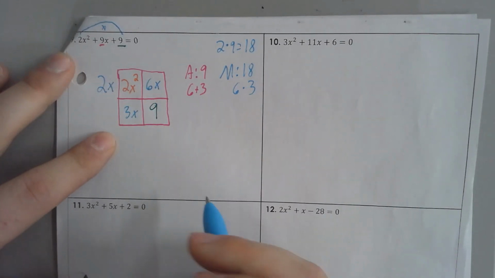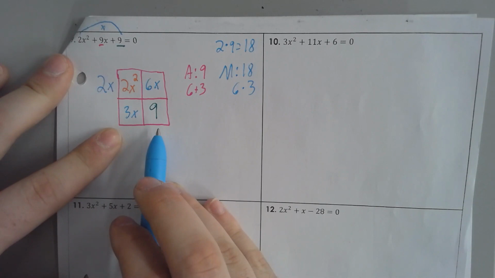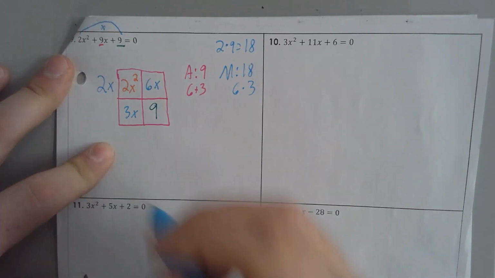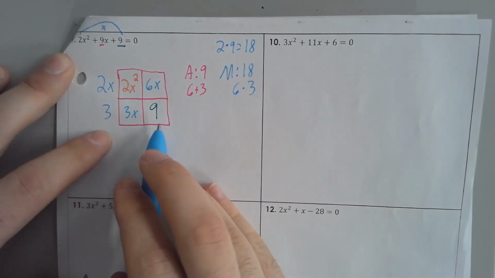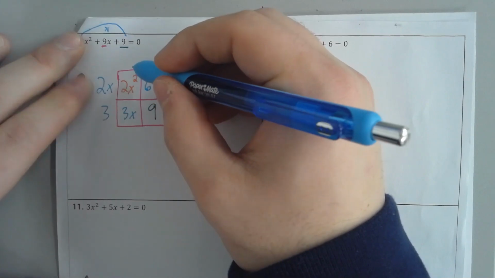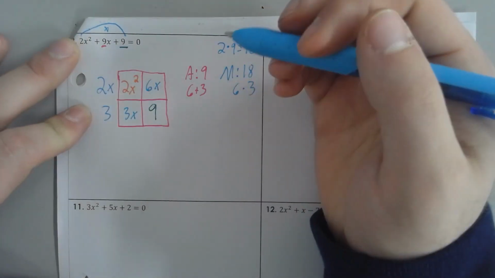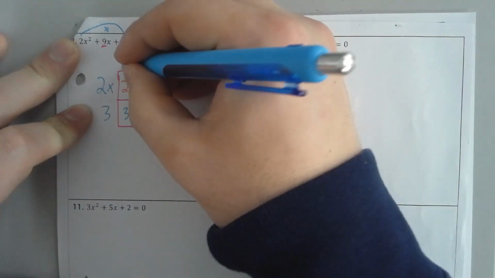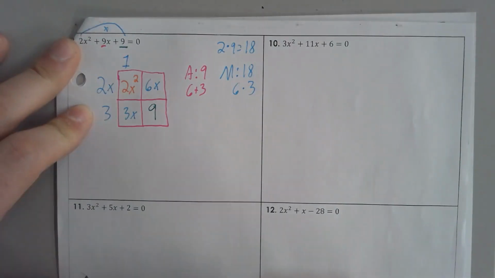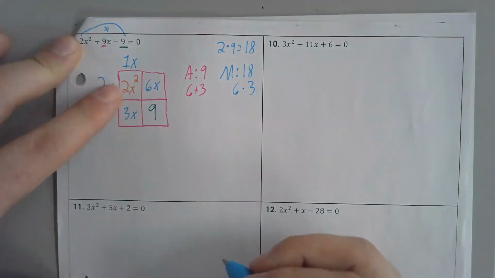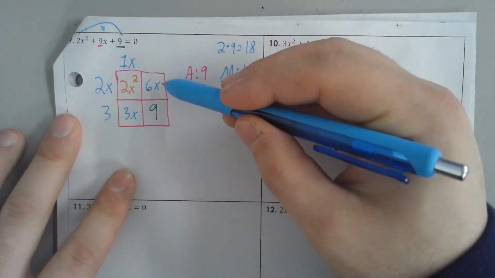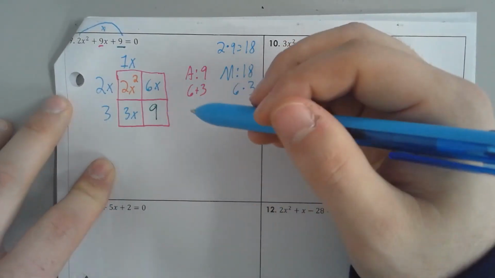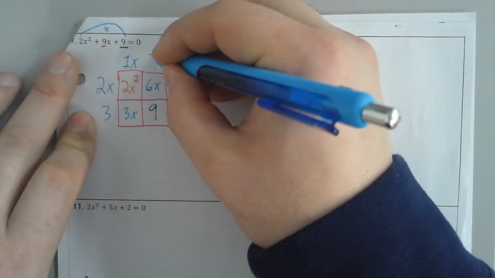So on the bottom row here, we got a 3x and a 9. What can go into both of those? 3. Good. And we don't need an x because our 9 doesn't have an x. Alright, coming down on the left, 1x. Good. Both of them have an x, so we have to pull the x out. Then 6x and 9. Yep, 3.